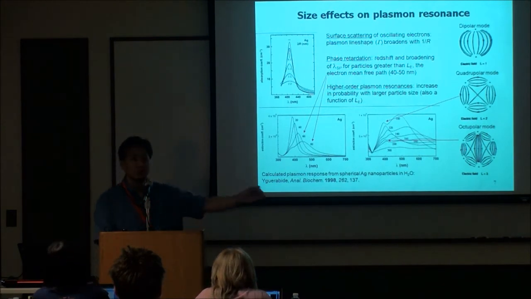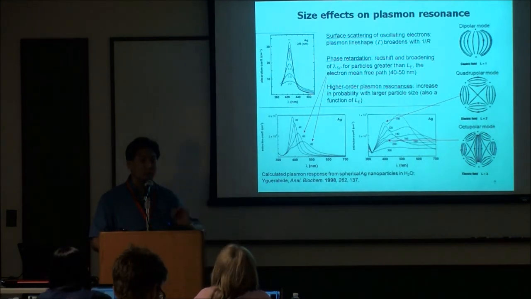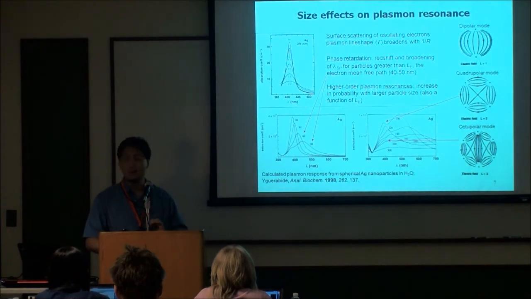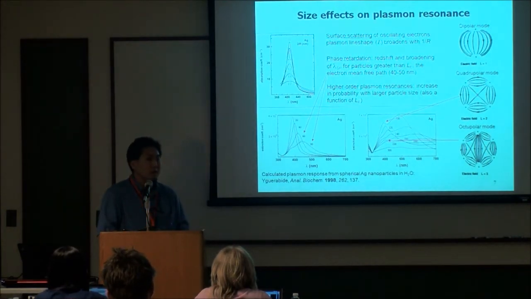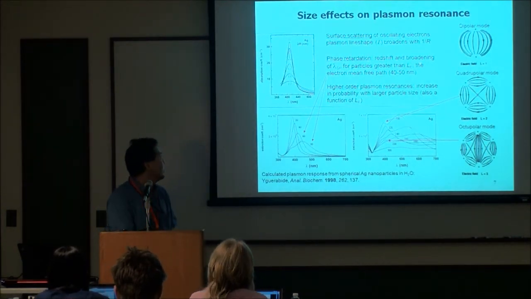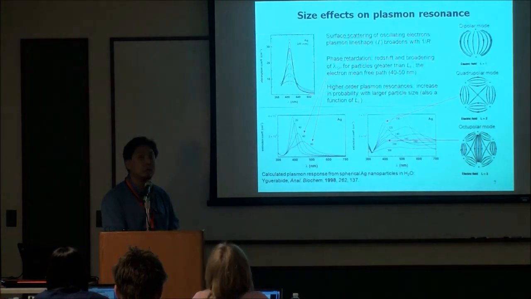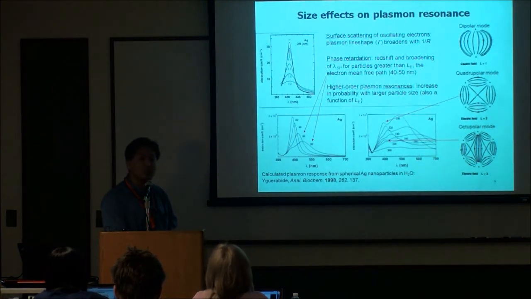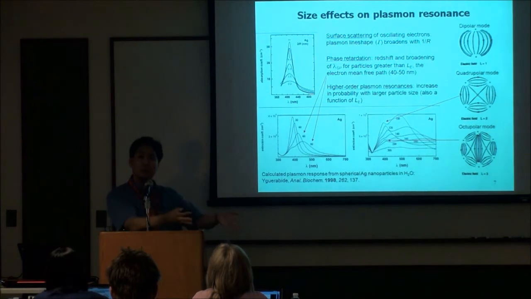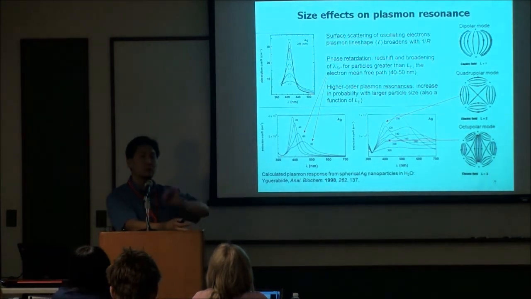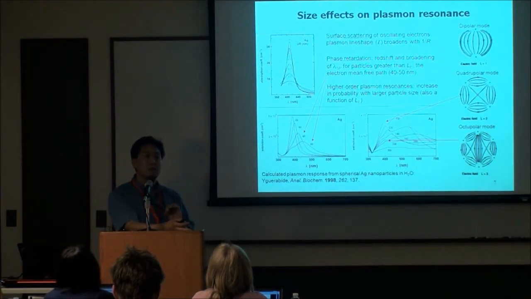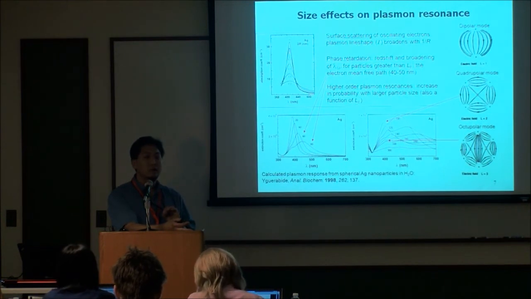The shifting has to do with something known as phase retardation. The electrons in a given material like to travel only so far before they encounter some sort of phonon, as it would be called, which can cause a scattering of the particle. In the case of gold and silver, that's about 40 nanometers. If you have a 40 nanometer particle, the electrons can go from one edge to the other and basically resonate without a great deal of perturbation.